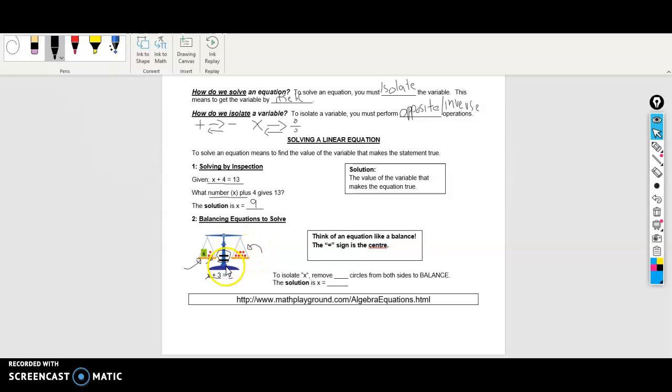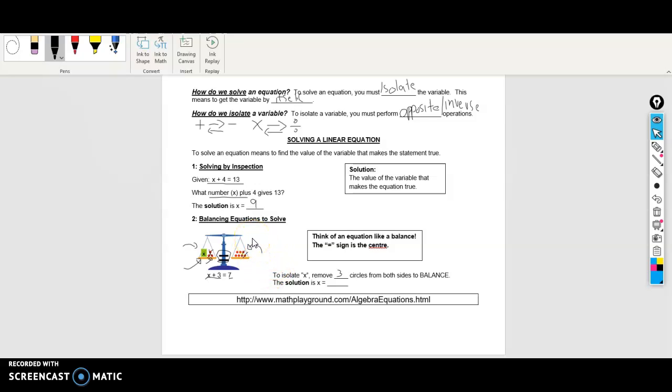So what you can do is isolate x. You can get the envelope alone by removing the circles that are on this side over here. So you can remove 3 circles, but you want to keep the balance the same. You don't want it to tilt to one side or the other. So to make sure that it remains balanced, you have to remove 3 circles from both sides.